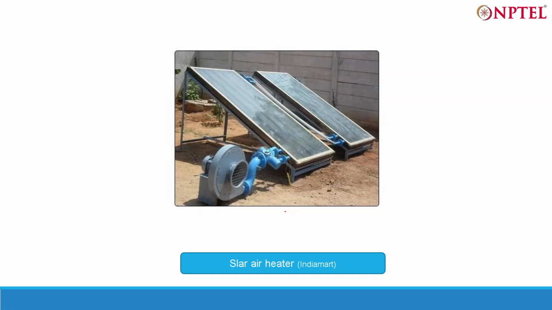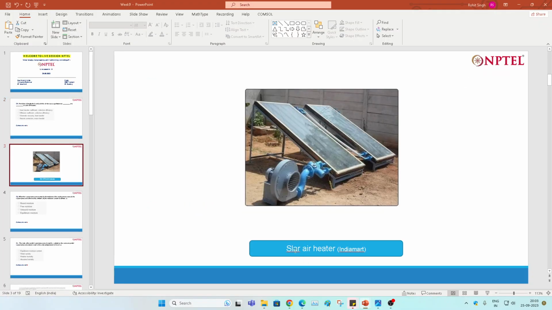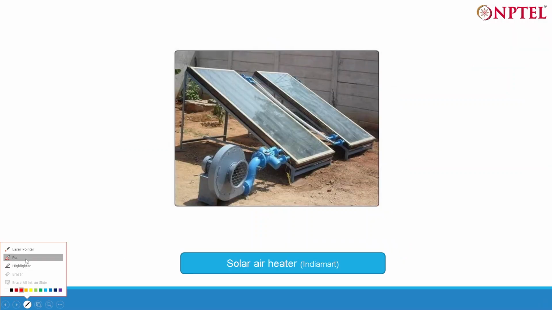To give you an idea of how an actual solar air heater looks like, it looks like this. So this is a blower. Air is actually passed through this, and then collected on that side. So if there are any questions you want to ask regarding this, please feel free to ask.